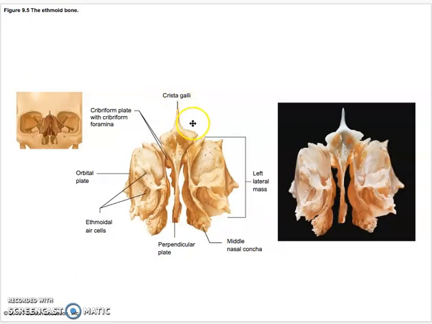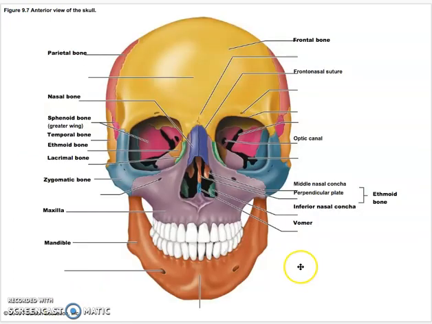When you look at the crista galli from the top, it doesn't look like that much of a bone, but look at how intricate the ethmoid bone is. And here you can see those cribriform plates. Anterior view of the skull, we get a kind of a better understanding of how all these bones connect.